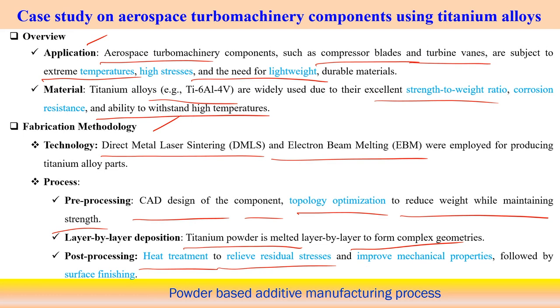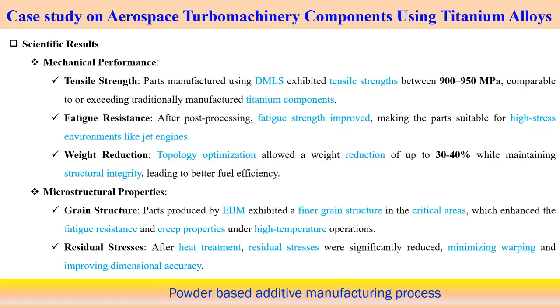Once the internal properties improve, then we go for the surface finish to get exactly the particular shape of the component as per the design, or to meet the demand of dimensional accuracy of this component. Now, once we perform these different processes, we'll look into the scientific results we got from these two components manufactured by the two different methodologies.